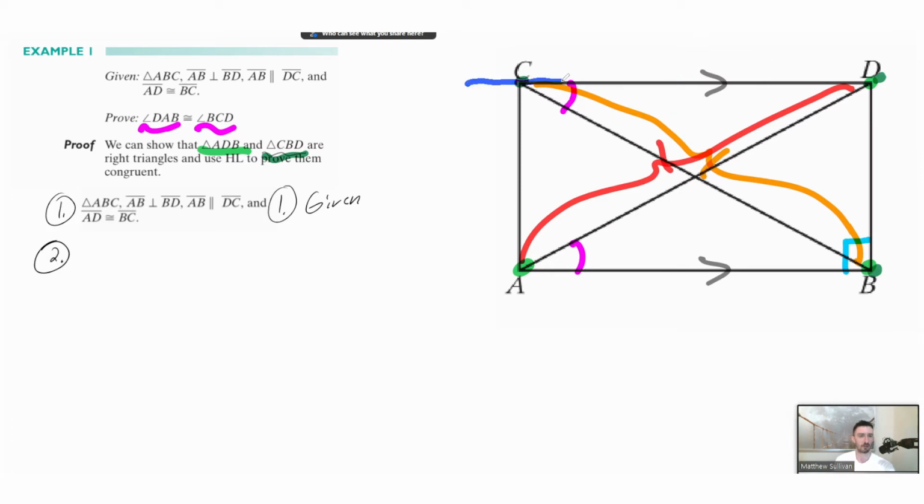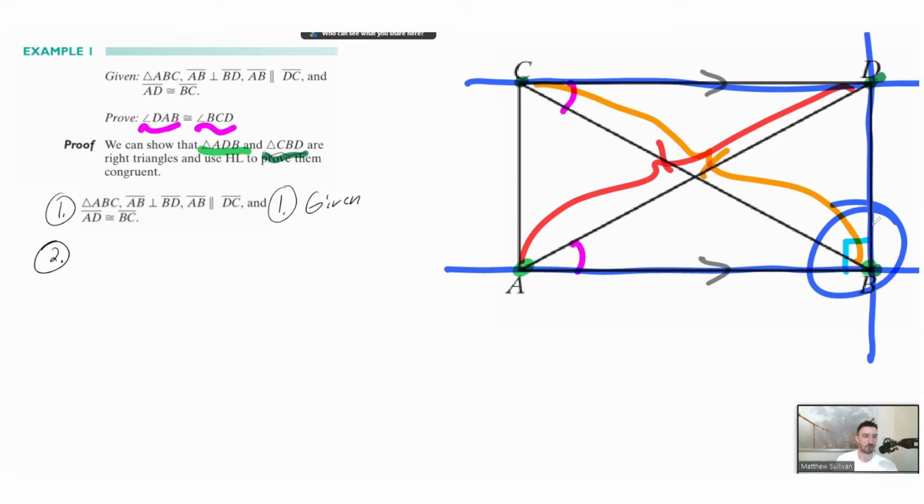Because if you have parallel lines, that means you can also draw in a transversal. You might be wondering, where am I putting my transversal? You want to put it so that your right angle is touching the transversal. Transversal just means the line that goes through the parallel lines. Yeah. So it's the perpendicular rule.